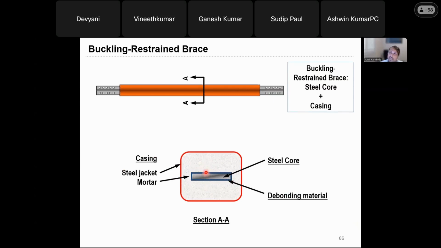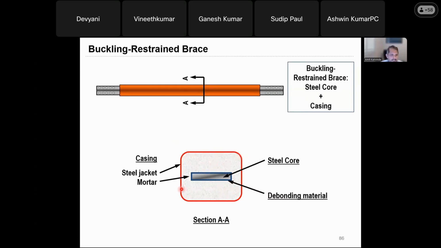In fact, I think it was at least 30-ish years ago that the first buckling restrained braced frame was designed in the US, which is actually on the UC Davis campus. But now they're all over the place, and we see a lot of these in the US.